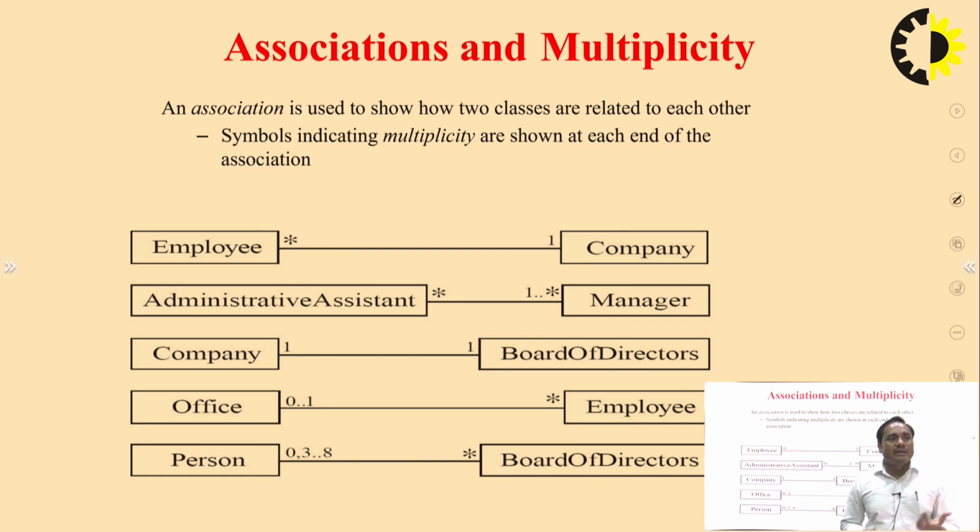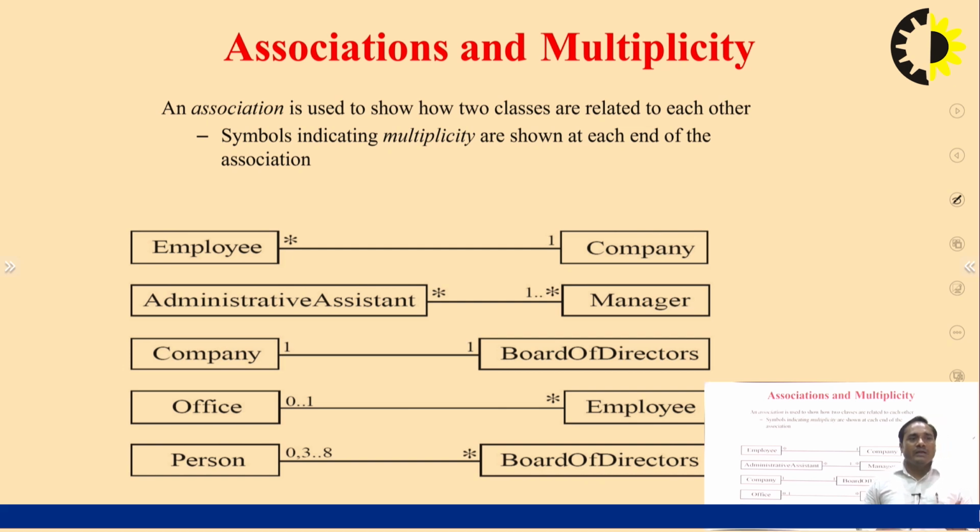Association and multiplicity can be represented in another way. Association is used to show how two classes are related to each other, how two classes are connected to each other. Symbols indicating multiplicity are shown at each end of the association. In this diagram you can see employee connected to company. Employee is shown by the star, that is the multiplicity. Company is 1, so many employees are connected to one company. So this is a many to one association.